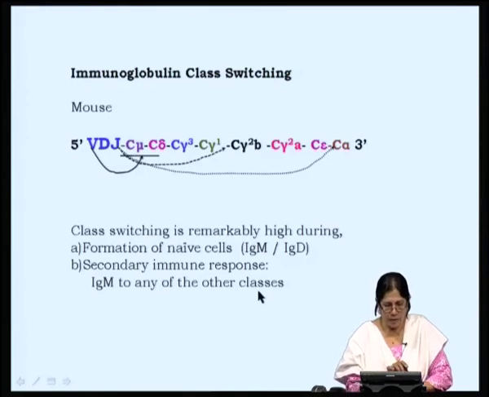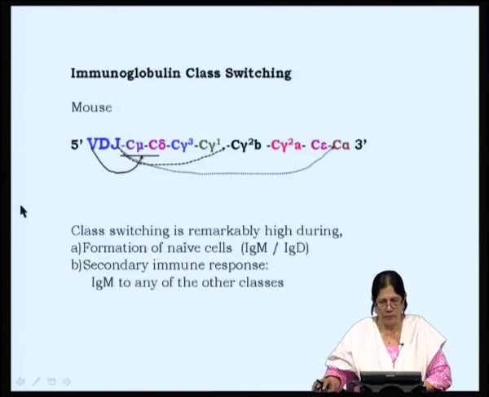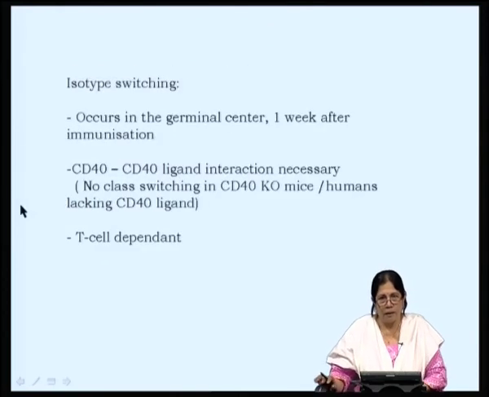Now, class switching is remarkably high in the first instance and remarkably high during the secondary immune response when IgM switches to any one of the classes of immunoglobulin. Classes again would only be referring to the constant domain genes. Isotype switching occurs in the germinal center 1 week after immunization.